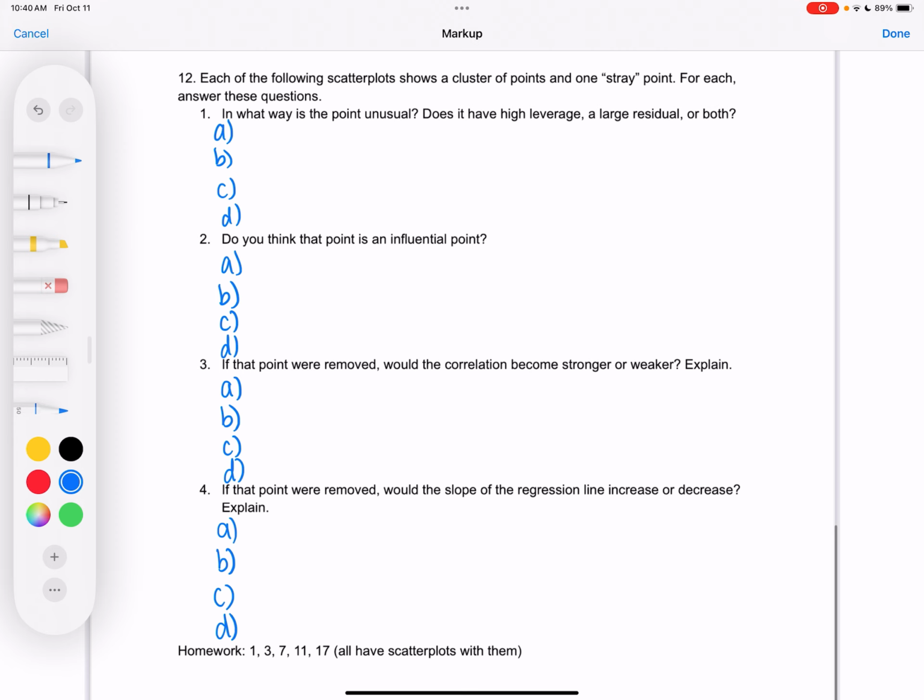On A, I think we'll just do A all the way down. So we'll do 1, 2, 3, and 4 for A, and then we'll go back and do B and so on and so forth. So for A, we've got a graph. It's got a point out to the left. All the other data is over to the right. Does this have high leverage, large residual, small residual, both, neither? High leverage. Yep, it's high leverage.